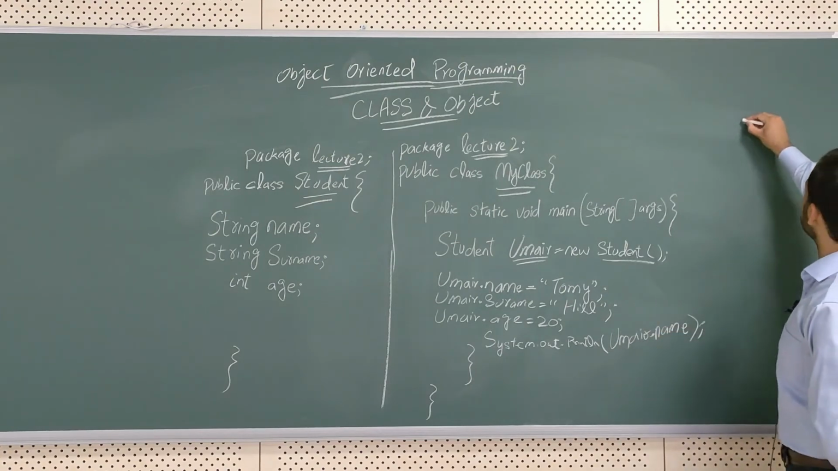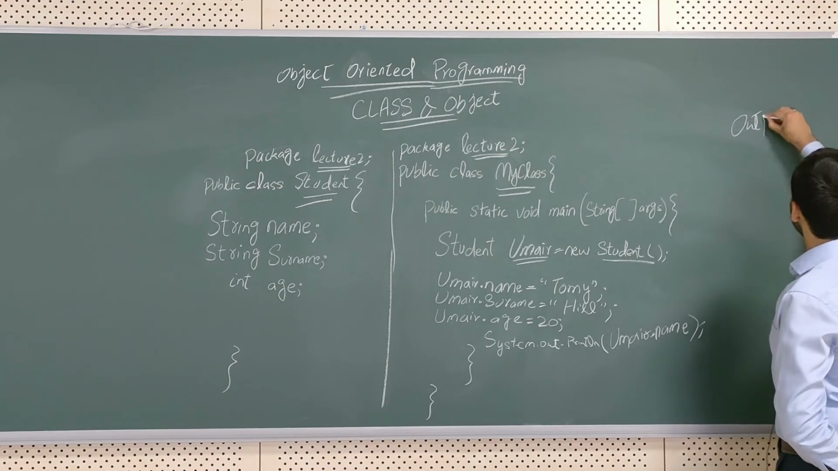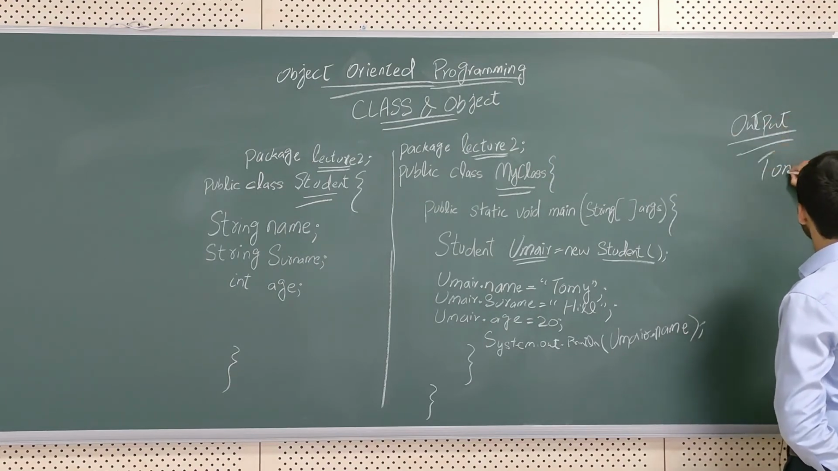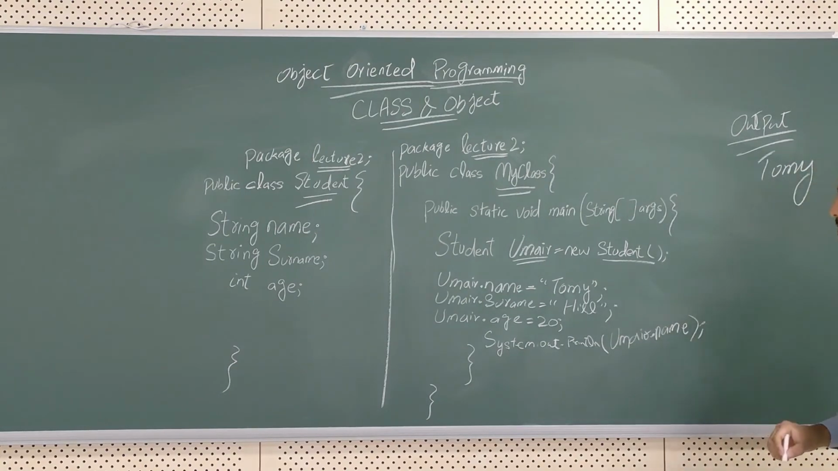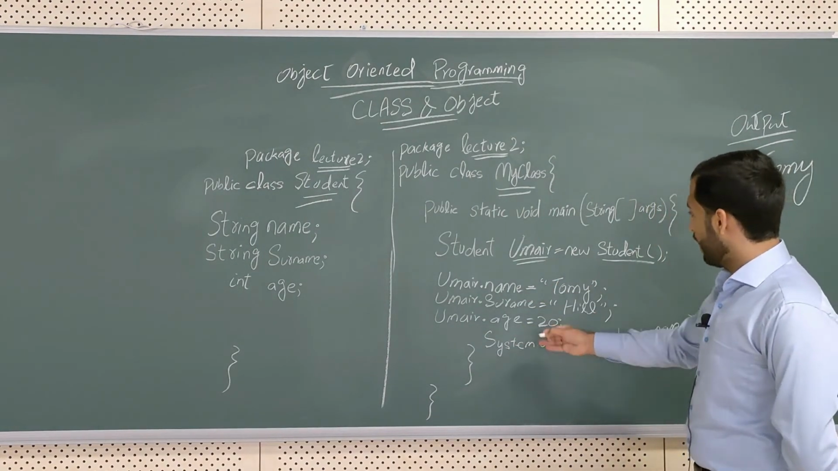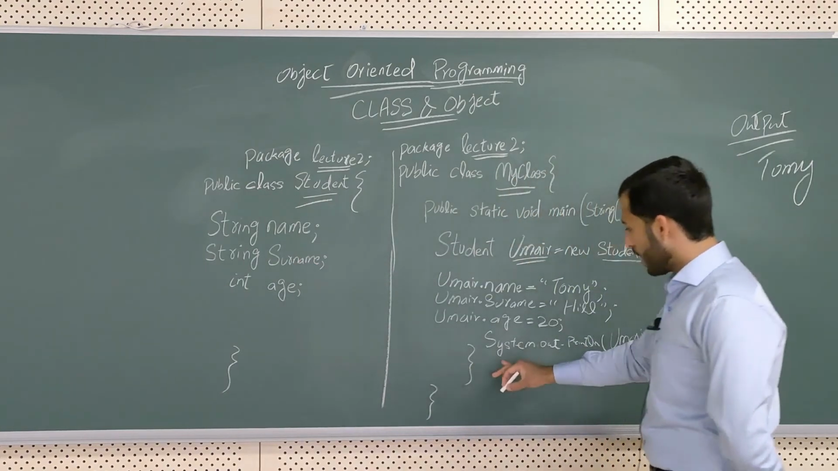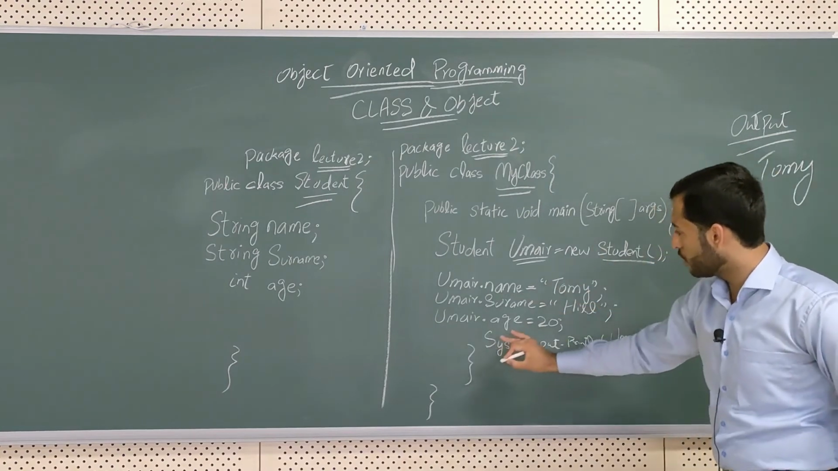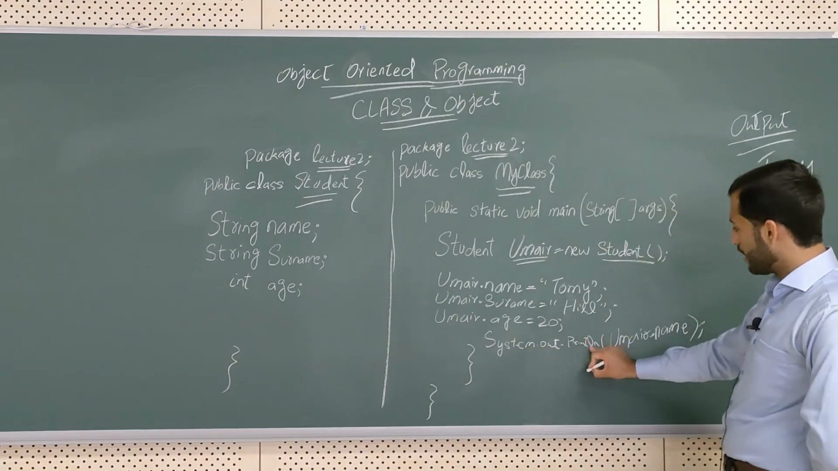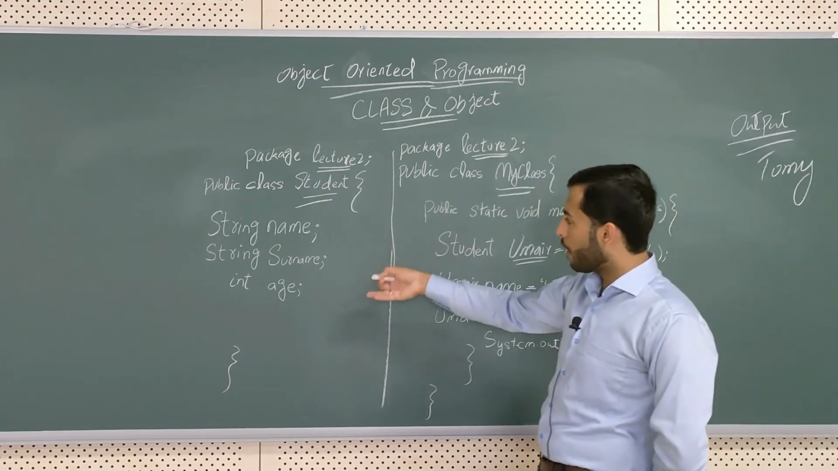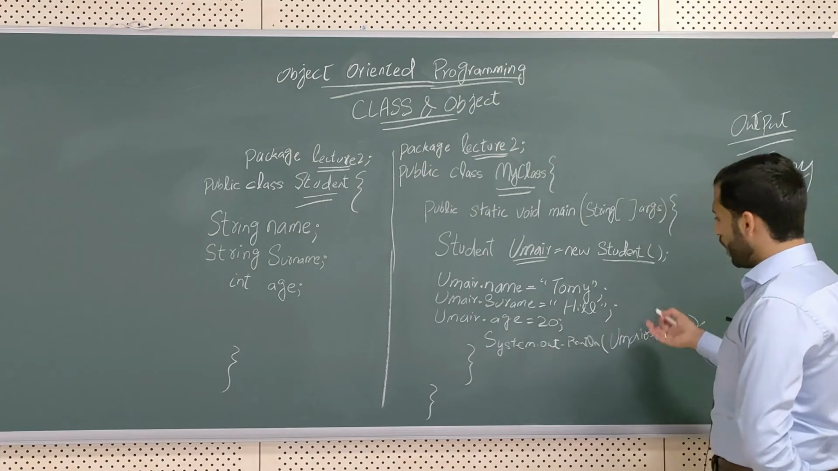Let me write the output here also. The first output is Tommy. That is our output. Now if you want to print more data, for example the surname, because I don't have enough space, you can again write within this main method the statement System.out.println, then Umair dot. When you put the dot, it will give you a drop down, you can select surname, and it will print the value.